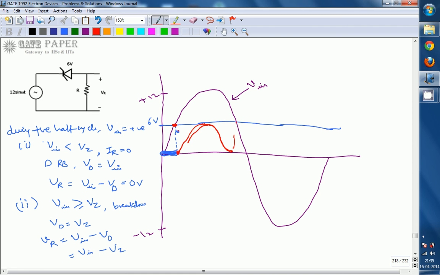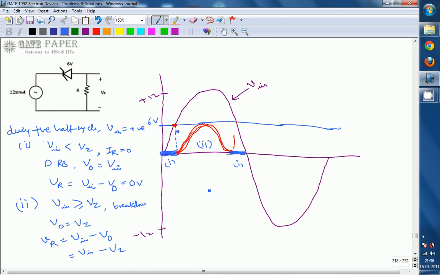This is the waveform you will get. Afterwards it is again the case of the first case, so you will get the waveform in this way. This part is related to the first case, and this entire part is related to the second case.